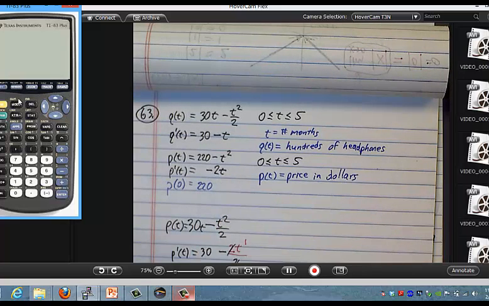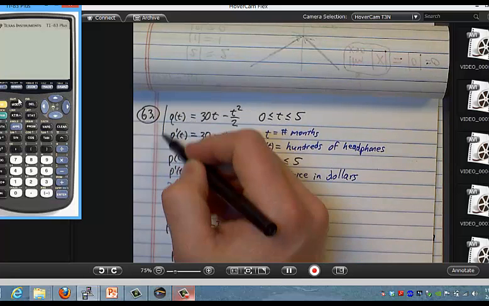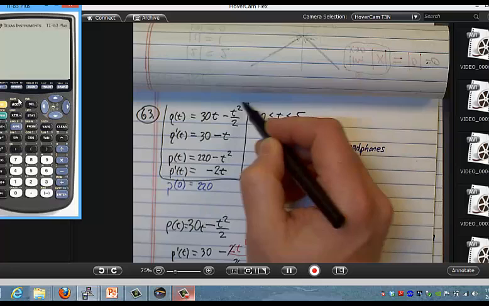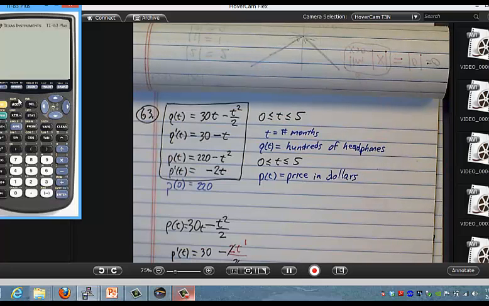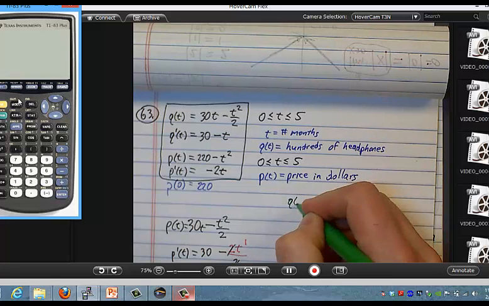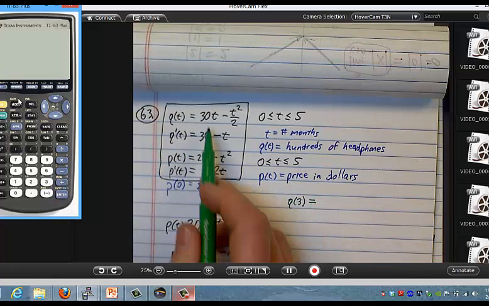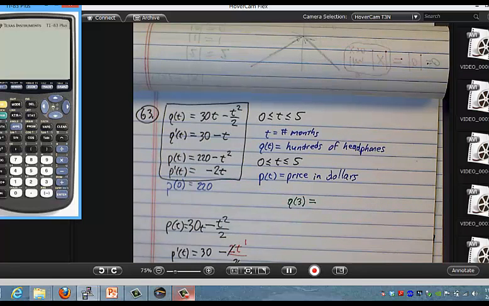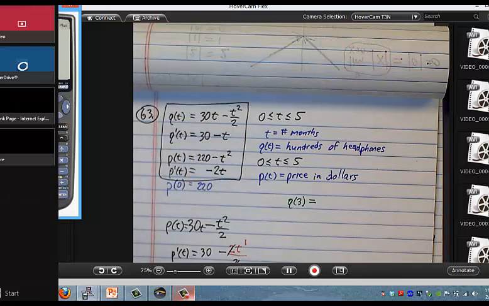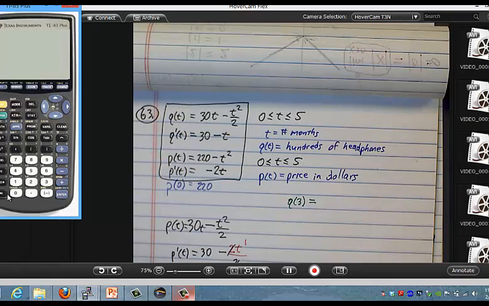All right. So problem 63 wants me to use these functions, do some computations, and interpret. And again, that's what this class is about. Can we interpret what's going on? So the first thing it asks me for is Q of 3. Q of 3 equals, and I guess you'd have to work out what this is. I guess I could do it on the calculator. I mean, 30 times 3 is 90. You guys could get it probably faster than I could, but I'm going to do it on the calculator.